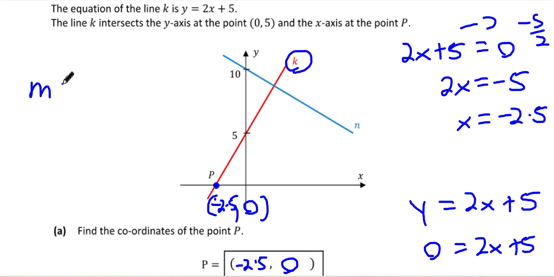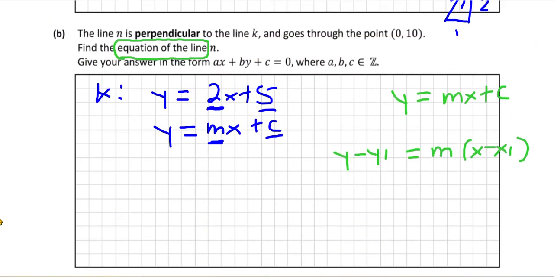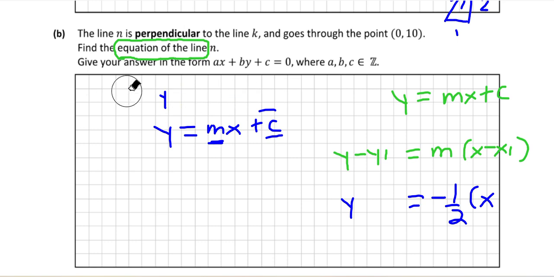Therefore, if the slope is 2, what's the perpendicular slope? 2 over 1, turn it upside down. Change the sign. Thank you. So you all know it's minus a half, don't you? So it's your choice. You can put minus a half in here, can't you? Do you know any point that's on the line n?